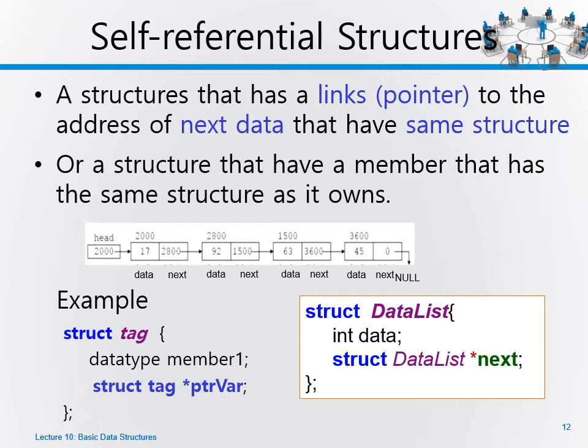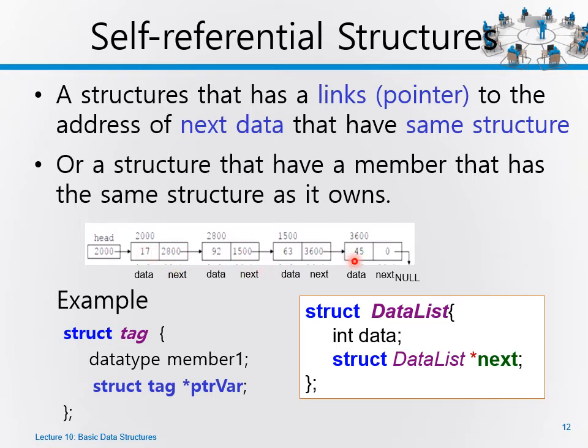For example, this structure has a member that has the same structure as its own. For example, we have the head, so we have the address of data. Data, then you can go next, with the new data. So this is the next, with this address here. So these are all the pointers. That's it, all the data.